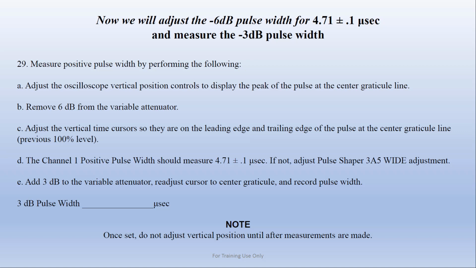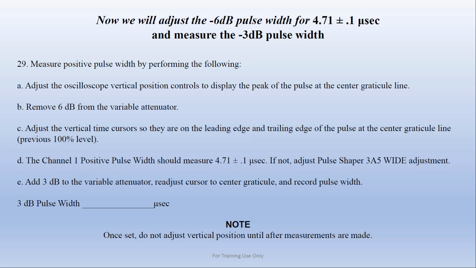So you're going to adjust your oscilloscope such that with the 6 dB attenuation in place, the top of the waveform goes across the center graticule line. Then we'll remove the 6 dB from the variable attenuator, and then we're going to adjust our vertical cursors so that they mark the leading and trailing edge of the waveform as it crosses the center graticule line, just as we did in short pulse.